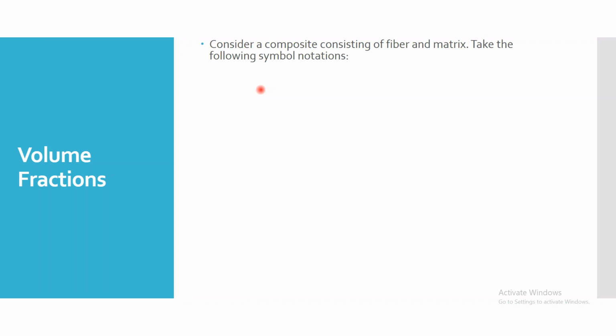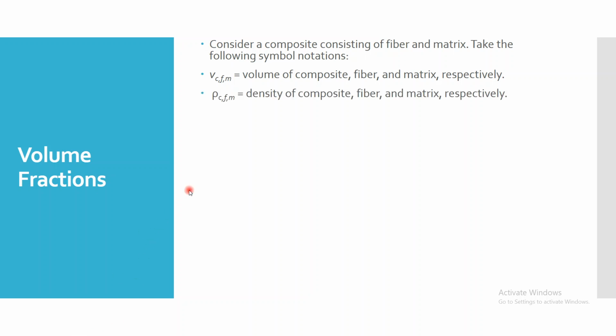To make sense of this, let's consider a composite. Obviously, it is made up of fibers and matrix, and let us discuss it by introducing some notations related to volume. Here, V suffix C represents the volume of the composite, V suffix F represents the volume of the fiber, and V suffix M represents the volume of the matrix. The next notation relates to density, with suffixes C, F, M.